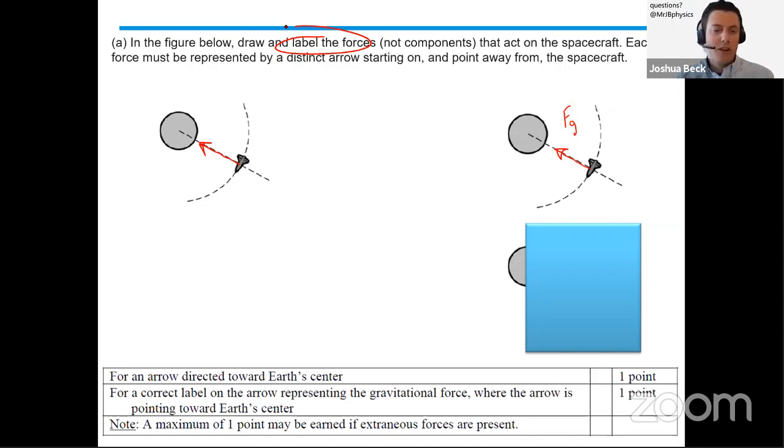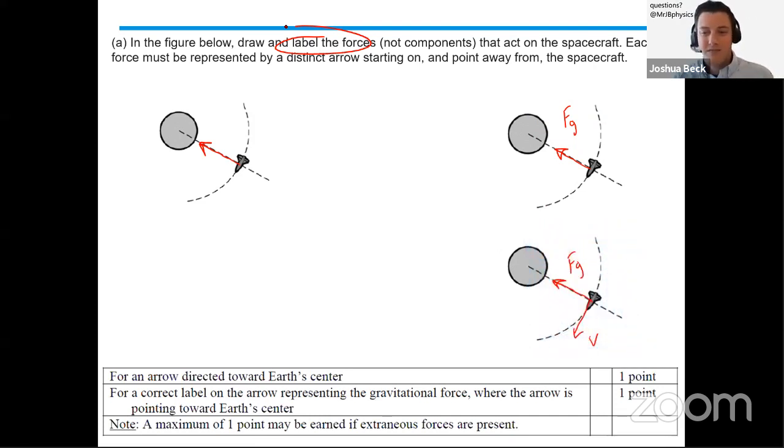Now, if you notice on the rubric here, it says a maximum of 1 point may be earned if any extraneous forces are present. So let's just say you put something else. Maybe you labeled something like this and you said, oh, well, that's not an extraneous force. I was labeling the velocity vector. Well, the issue is you were supposed to draw and label the forces. And if you put any arrow on this, the reader has to assume that that's a force. So the reader is going to assume that you have labeled this as the force of some V, so the force of the velocity or something like that.